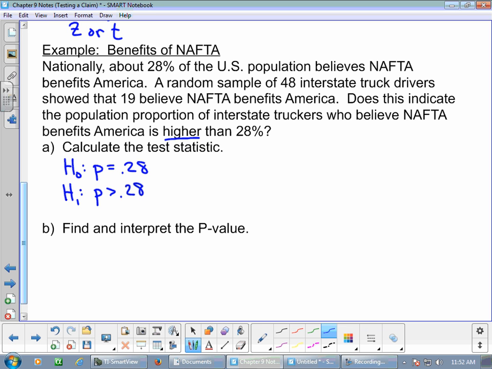And let's identify an alpha value here. We'll let alpha be 0.05. Either 0.05 or 0.01. I would say if there's not one listed, use 0.05. That's the more common one. And this is not a life or death situation.